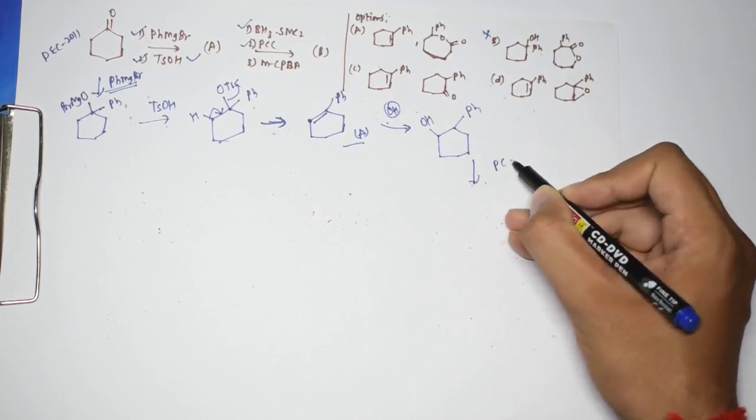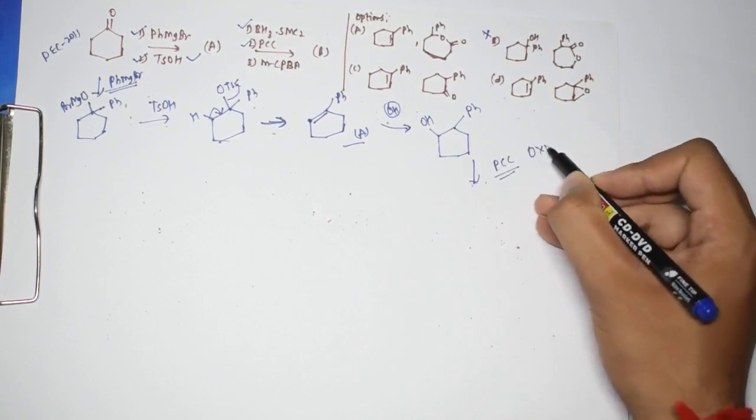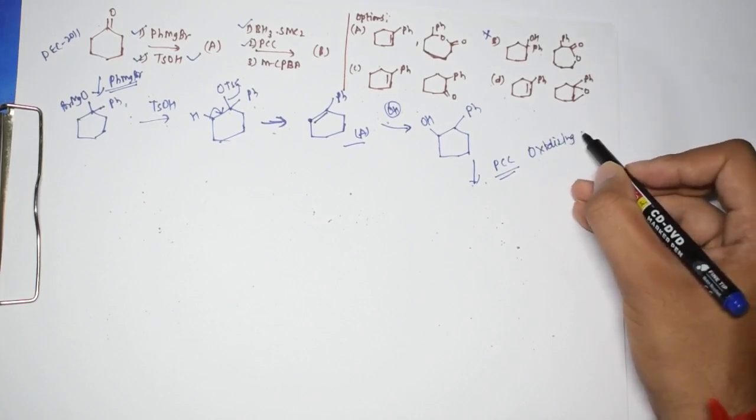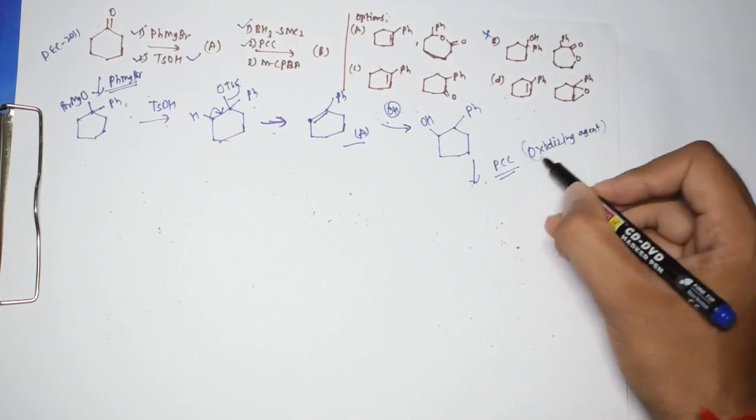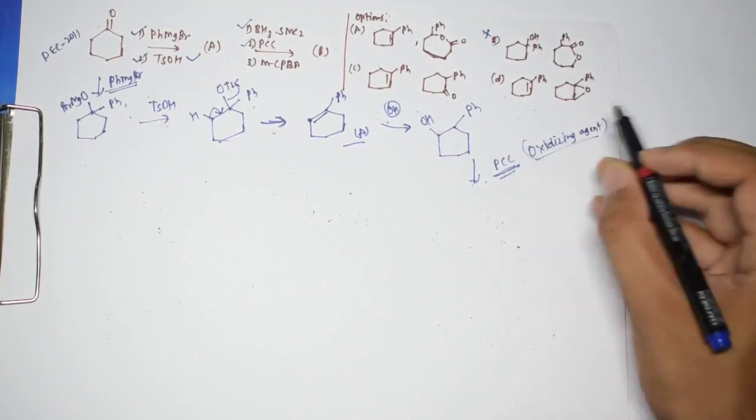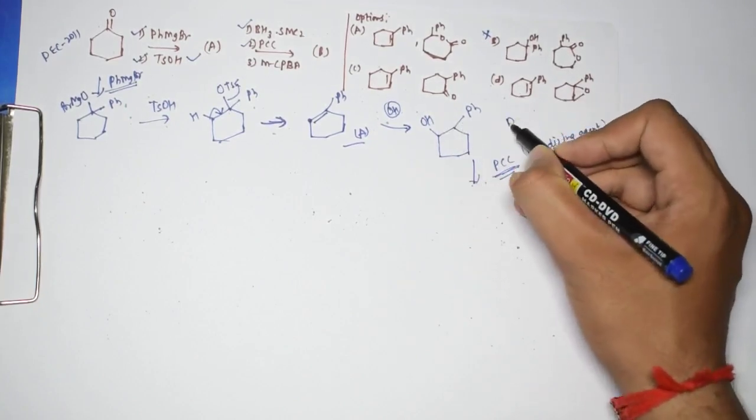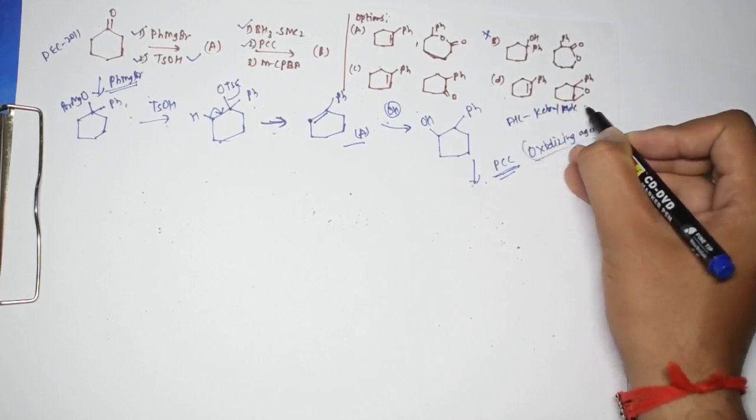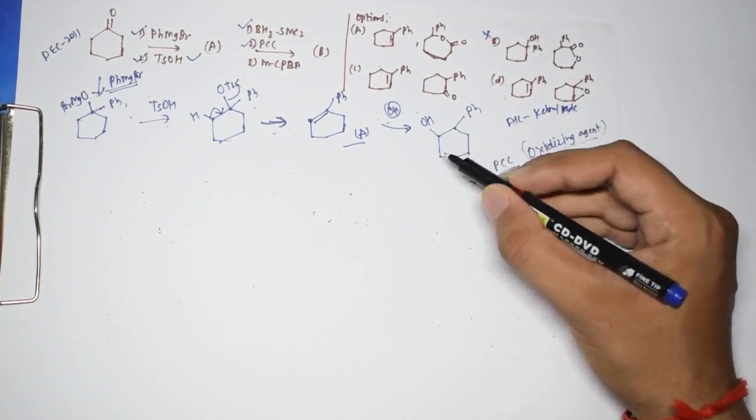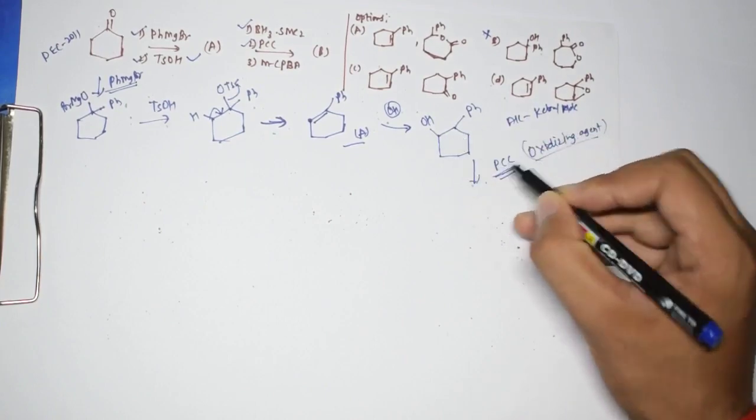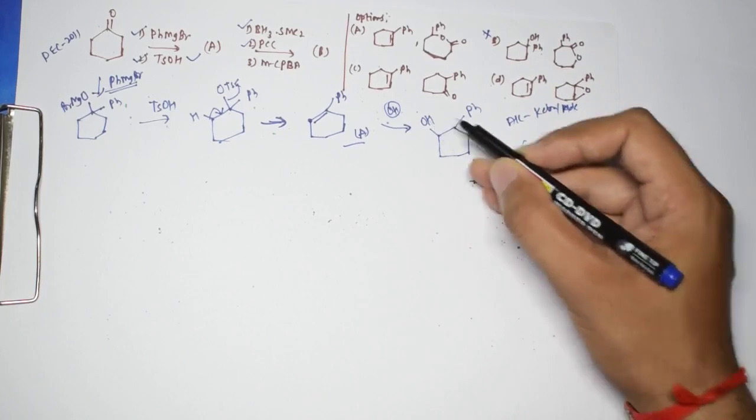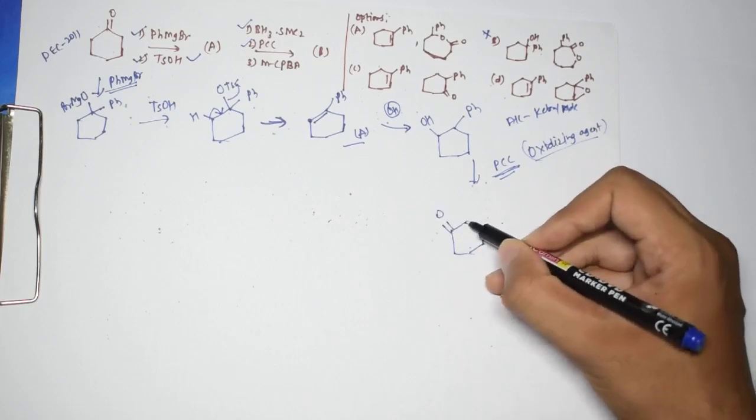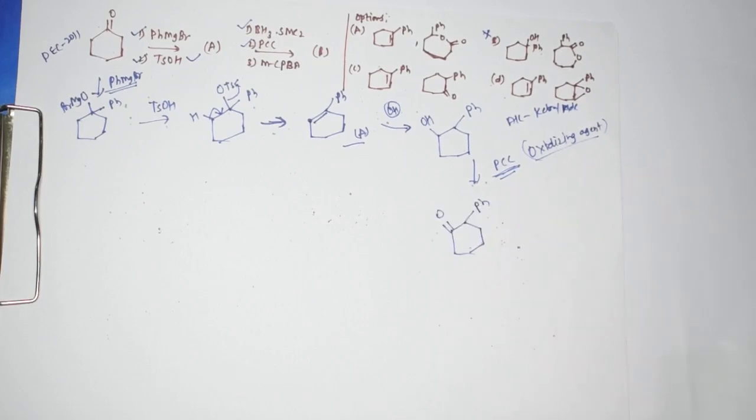After this, the next thing which we have is PCC. PCC is an oxidizing agent, pyridinium chlorochromate, right. So, this oxidizes the alcohol to the ketone or the aldehyde, on the basis of whether they are primary alcohol or secondary alcohol. So, this is a secondary alcohol, so this will get oxidized into a ketone. So, here we will have this double bond O and here we will have this Ph.